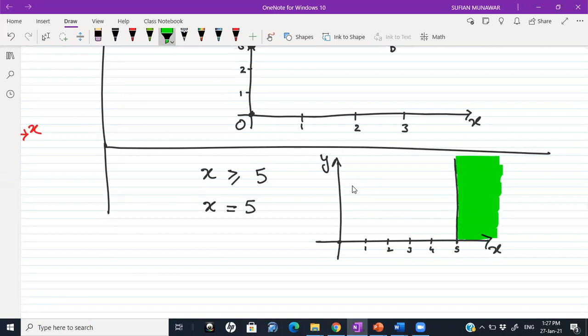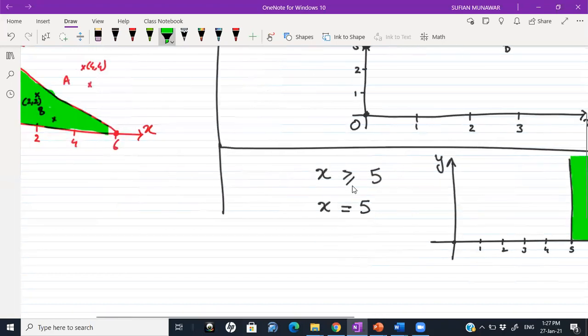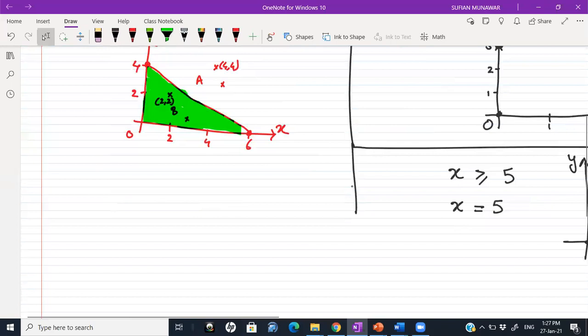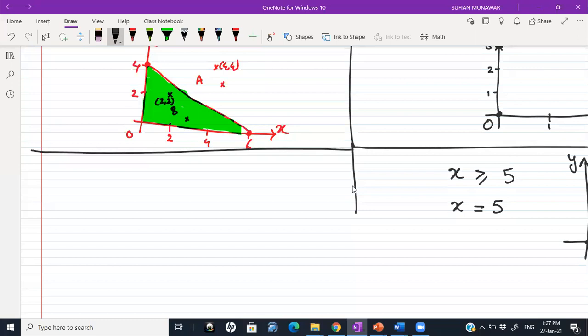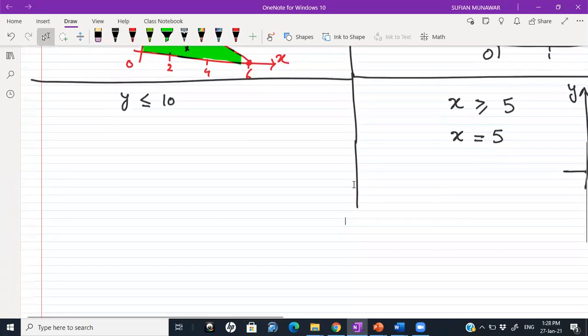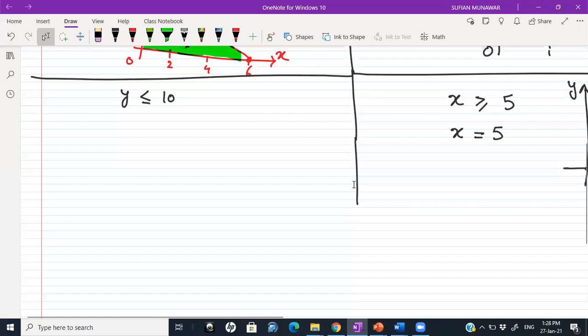So this is the true area we have. Okay, another one. We have another inequality, y less than or equal to 10. What do you say about that? It's below 10, down. Okay, great, great.